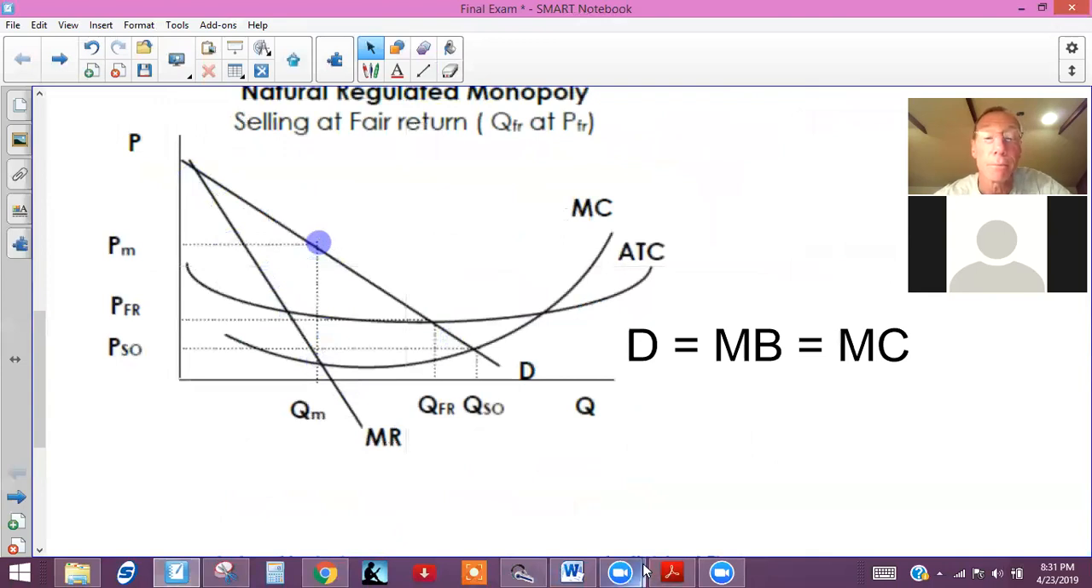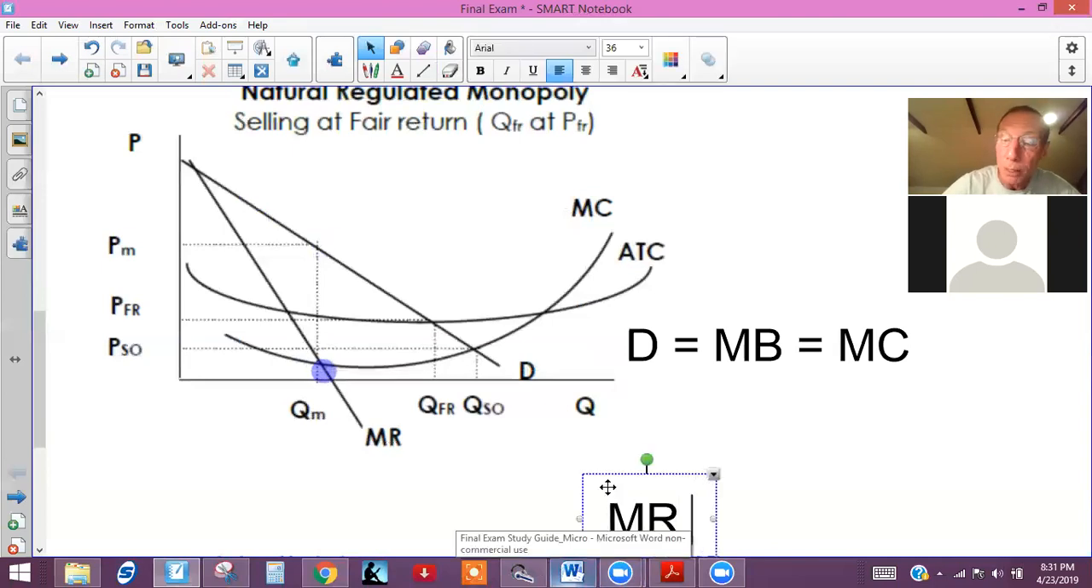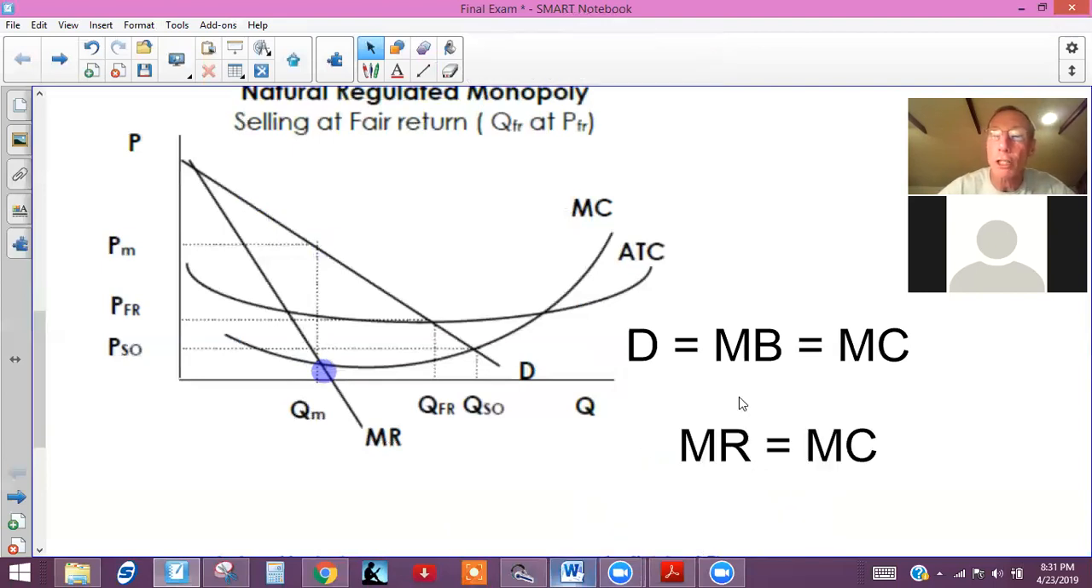Okay? See, both firms are going to produce where marginal revenue equals marginal cost, that's where you're confused. Both the monopoly and a perfect competitor are going to produce where marginal revenue equals marginal cost. This is true. But marginal revenue for a monopoly is way below price, right?